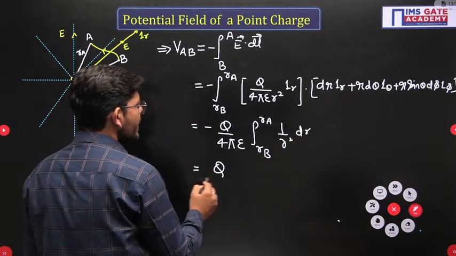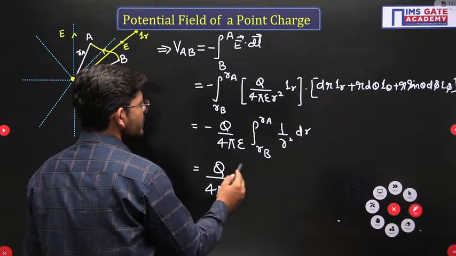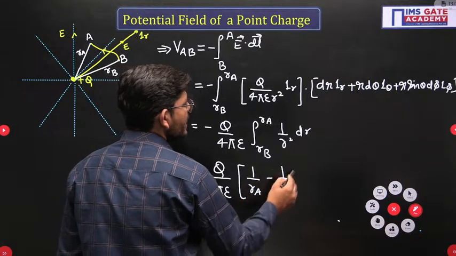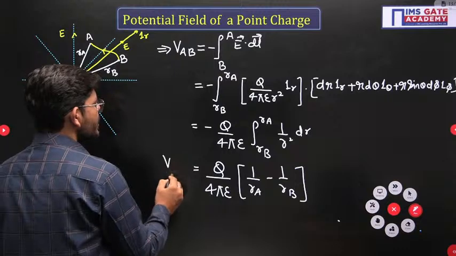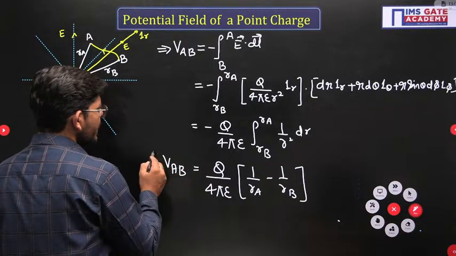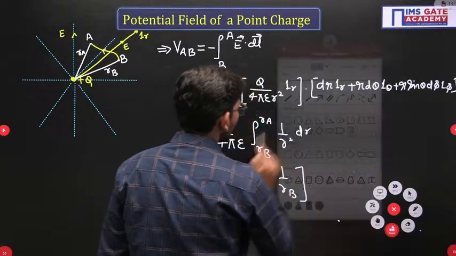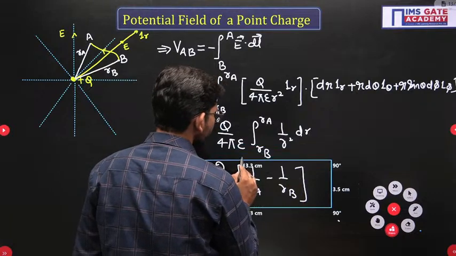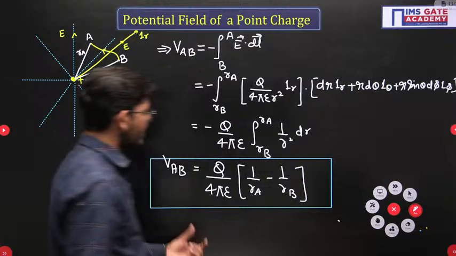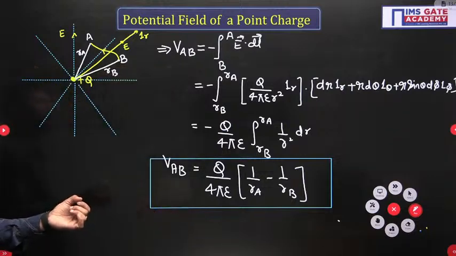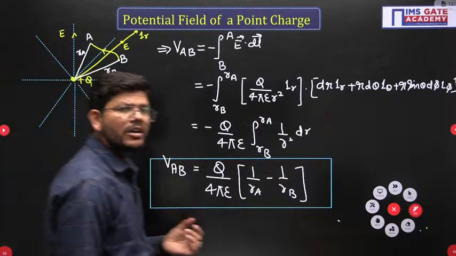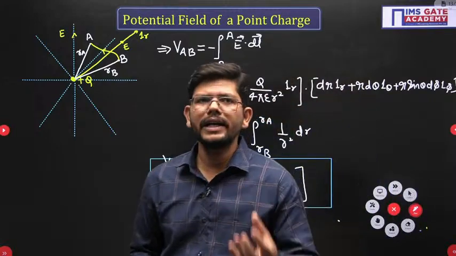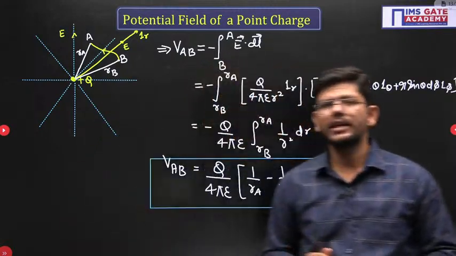And then finally, on solving, it will give us q upon 4 pi epsilon times (1 by ra minus 1 by rb). So this is the potential VAB that you will get when you move the point charge under the influence of the electric field of this point charge. This is how you calculate potential difference while moving from one point to another point under the influence of the electric field of a point charge.